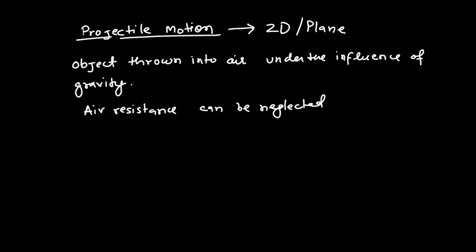Well, how we deal with this, that we try to analyze the motion in two axes. That means we try to analyze the motion horizontally and also vertically, and we deal with this motion one by one so that it becomes pretty easy.